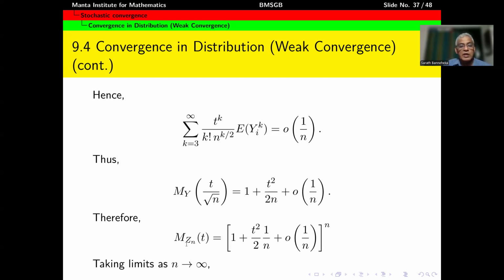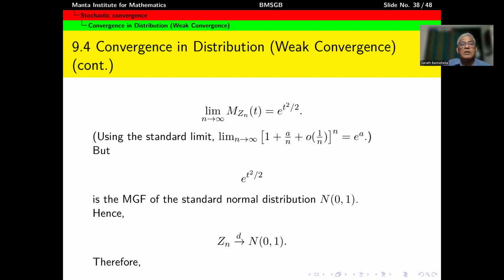So therefore, M_Zn(t) will be the nth power of this, right? So what we want is the limit of this thing as n goes to infinity. Here we are going to use a very standard limit expression. Using that, we can show that the limit of M_Zn(t) is equal to e to the power t squared over 2. This is coming from the standard limit result.